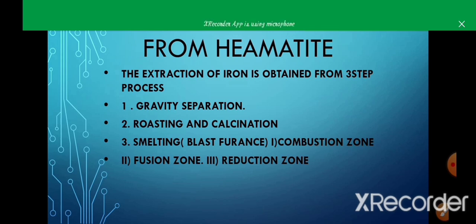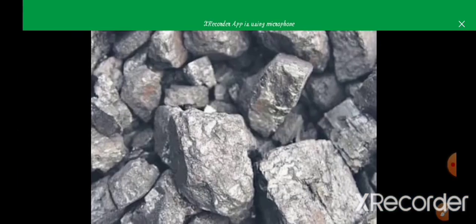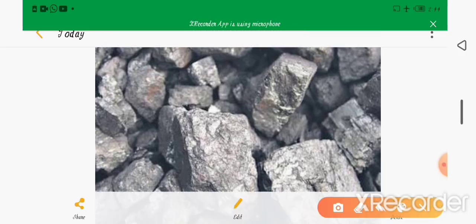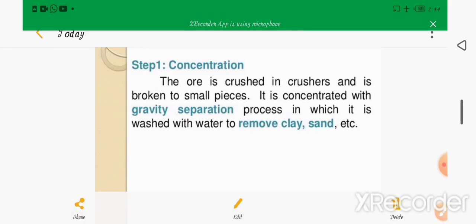Okay, we go to see the ore of hematite. See, this is the ore of hematite. From this ore only we are extracting the iron. Okay, next we go to the steps involved in the extraction of iron.